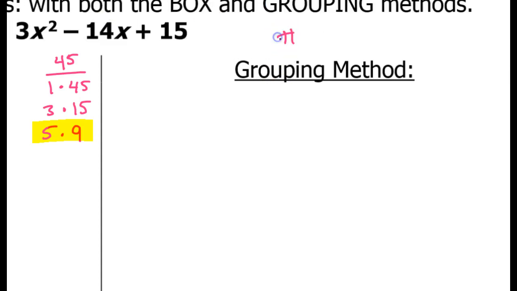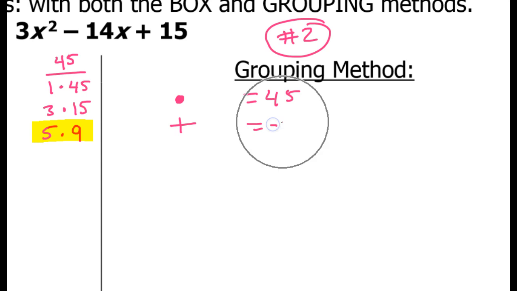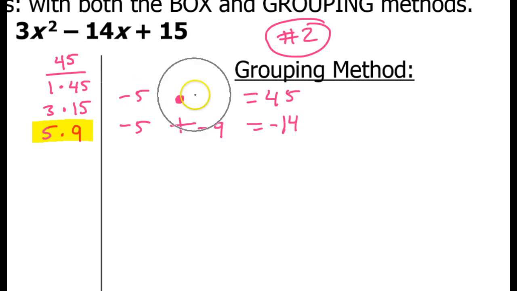Of course, this is still problem number 2. We're just doing it by the grouping method now. So look, the first steps of the grouping method are the same thing. We still do product and sum. All right, the product is still A times C, 45. The sum is still the B value, which is negative 14. We make the list, just like we did before. We choose 5 and 9, just like we did before. Negative 5 and negative 9. Negative 5 times negative 9. All right, this part is exactly the same.